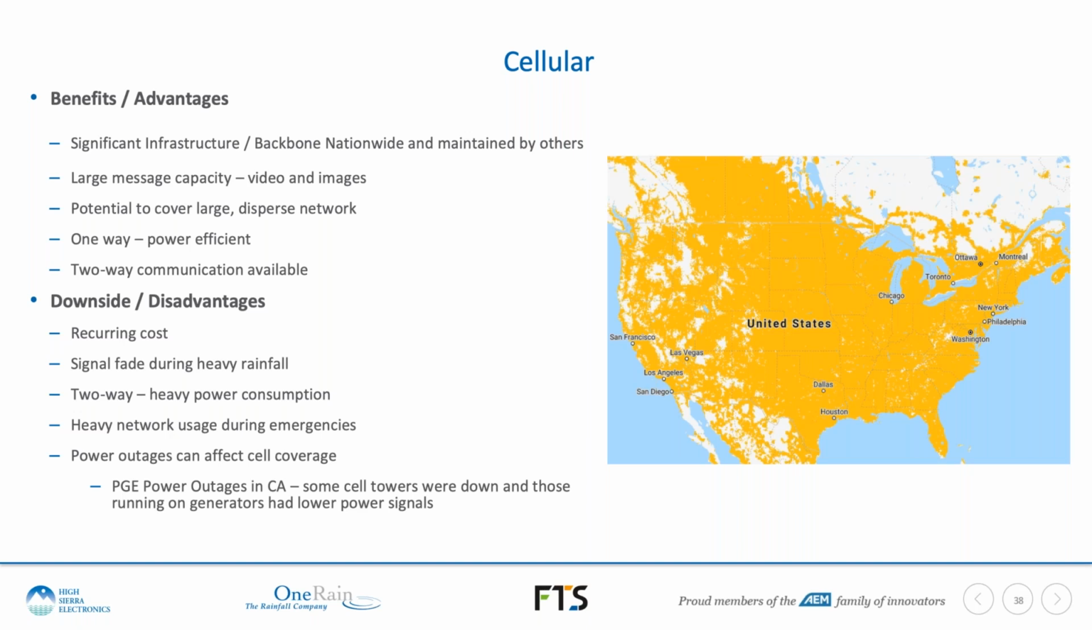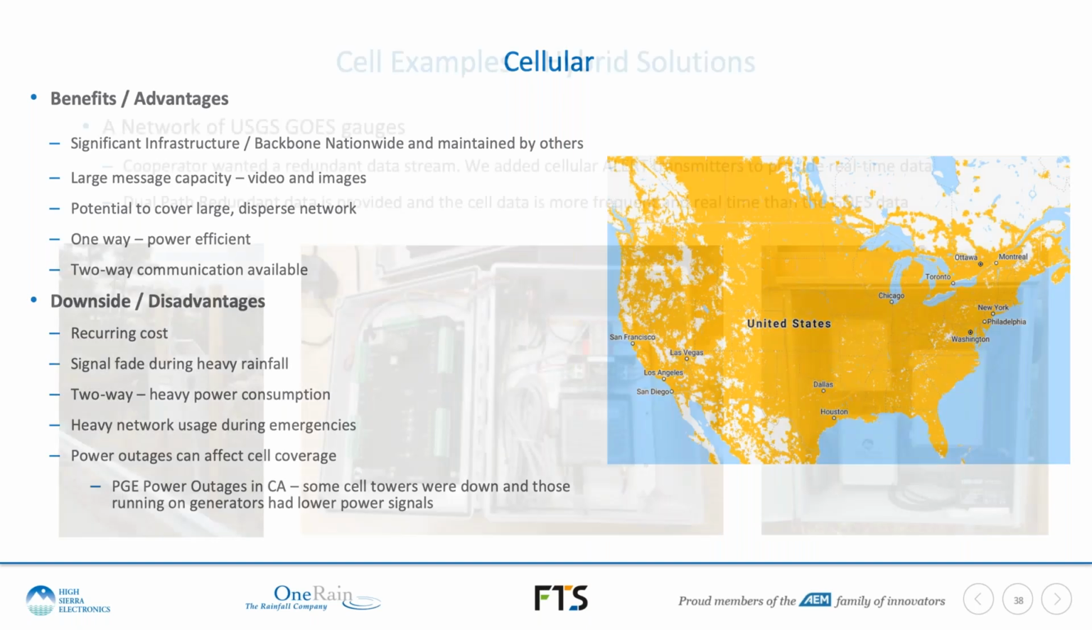I'm out here in Northern California, and you've probably heard about the PG&E power outages we had here last year and are expecting again this summer, and that affected cell performance. Some cell towers were actually down with the loss of AC, and some that were running on generators had lower signal power. I had that at my house, and definitely less performance when they were running on generators. So those are some of the things to consider with cellular.